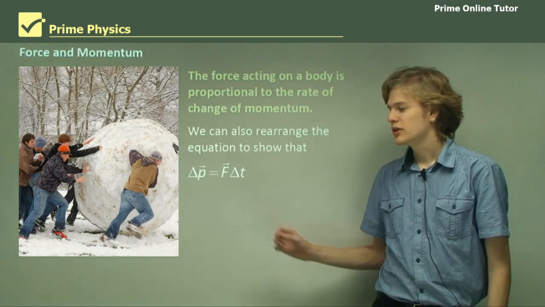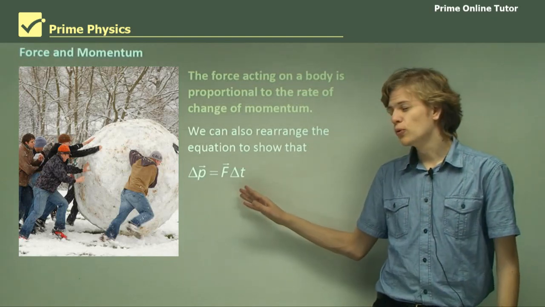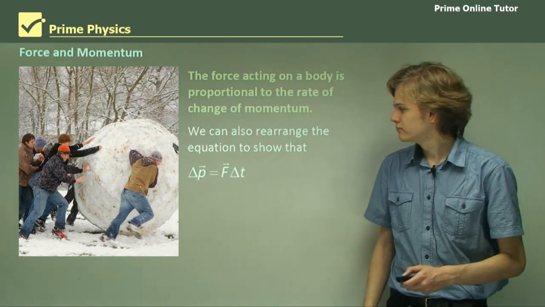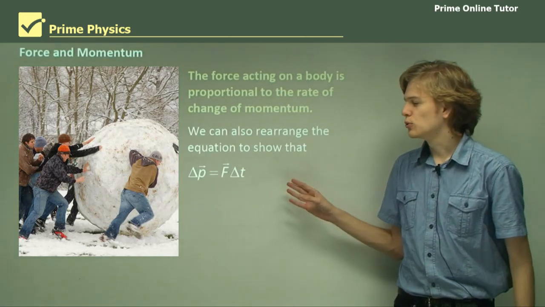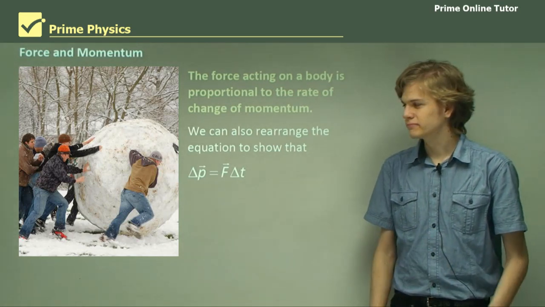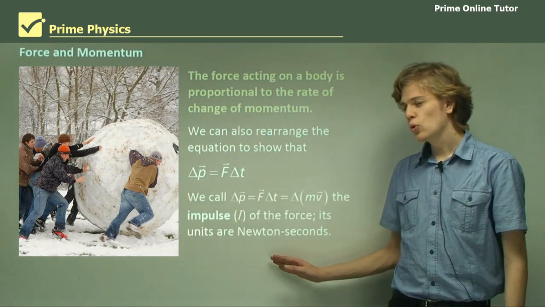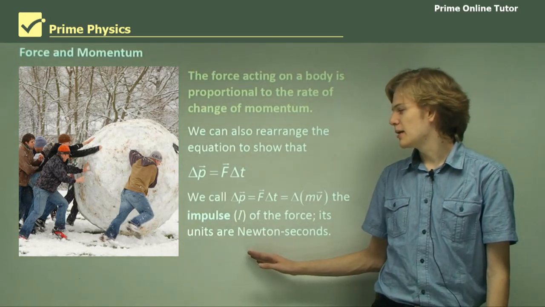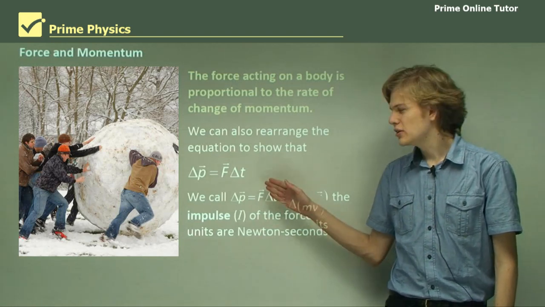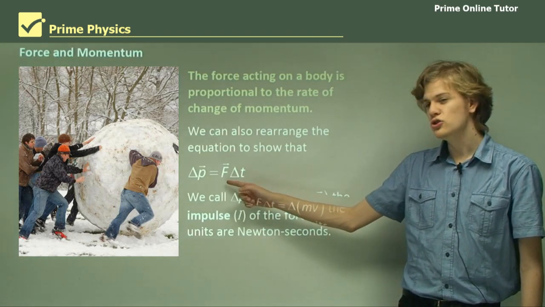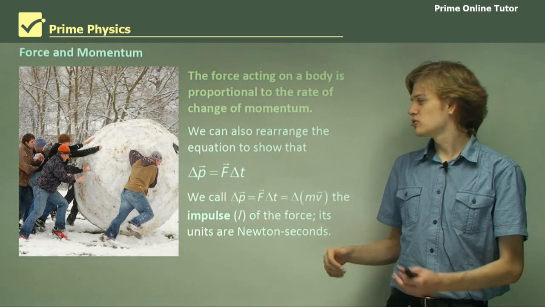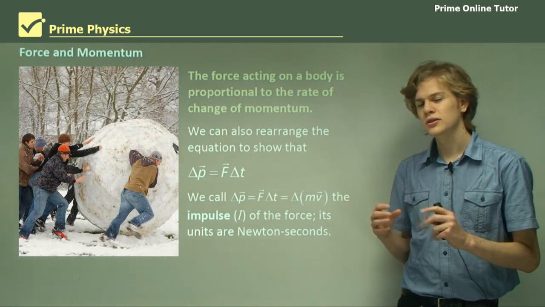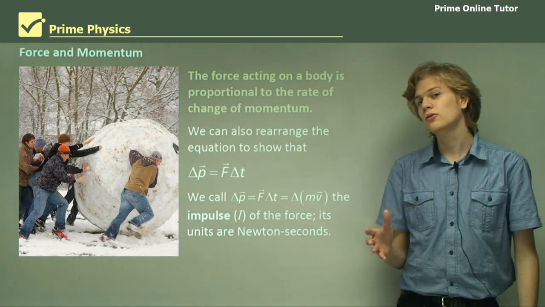We can also write it like this. The change in momentum is equal to the force acting multiplied by the time over which it's acting. Change in momentum equals force times change in time. So we call this delta P the impulse of the force, and we represent it with the capital letter I. We can see, because of the equation, that we can measure it in newton seconds, right? Units of force times units of time. If we like, we can also measure it in the same units as momentum. So that's kilogram meters per second.